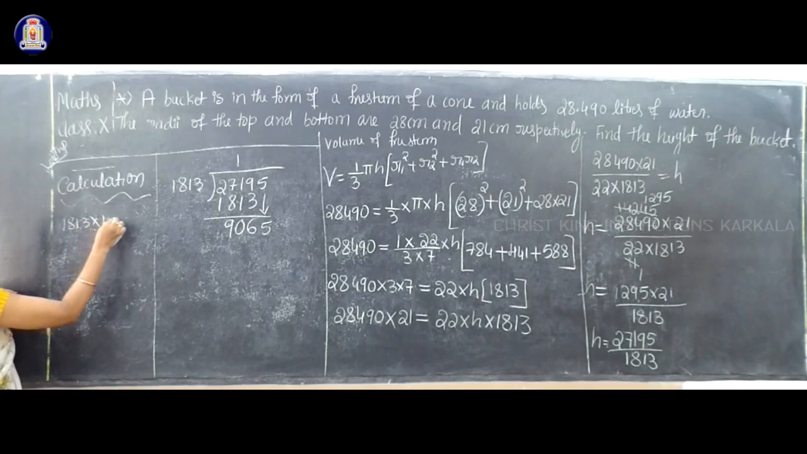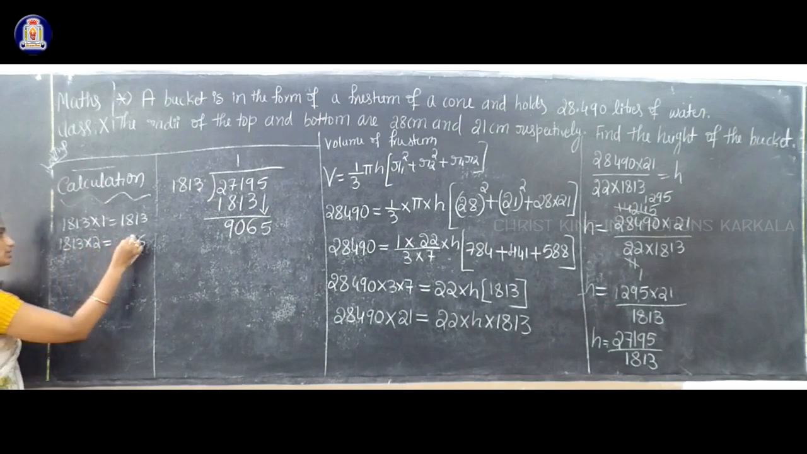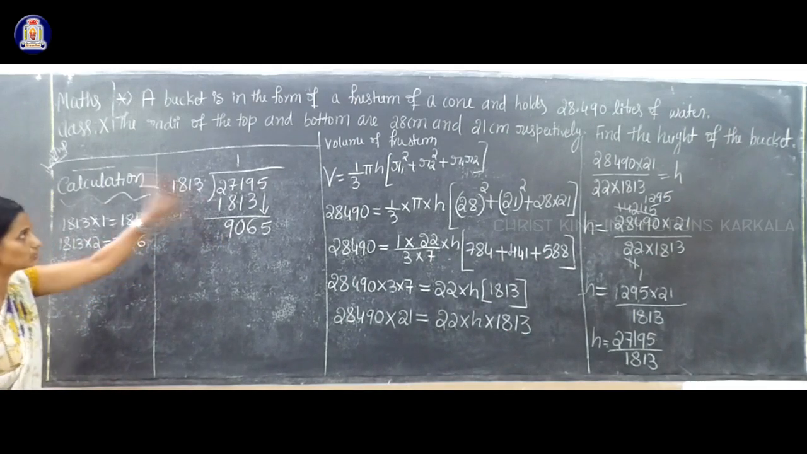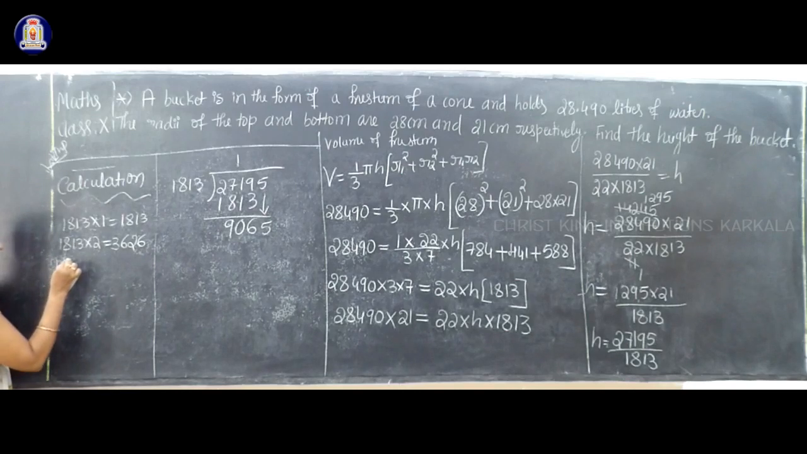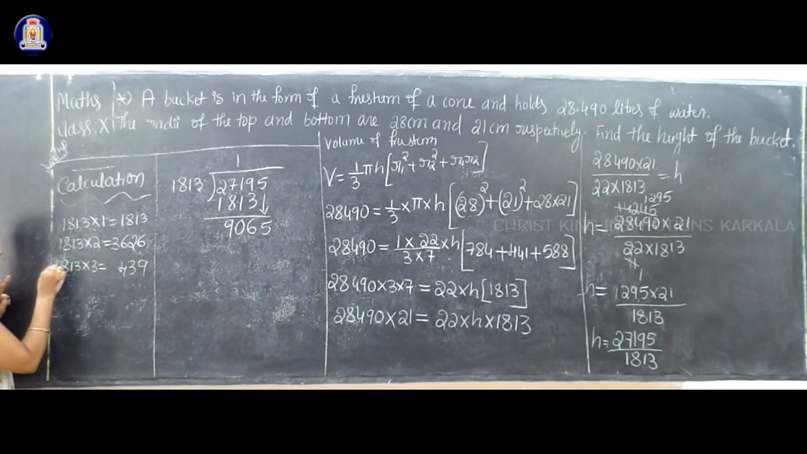So now 1813 into 1 is what? 1813. So 1813 into 2 is how much here? 2 3s are 6. 2 1s are 2. 2 8s are 16, 1 remainder. 2 1s are 2, it is 3. So 3626. Not possible. So 1813 into 3. So 3 3s are 9. 3 1s are 3. 3 8s are 24, 2 remainder. 3 1s are 3.